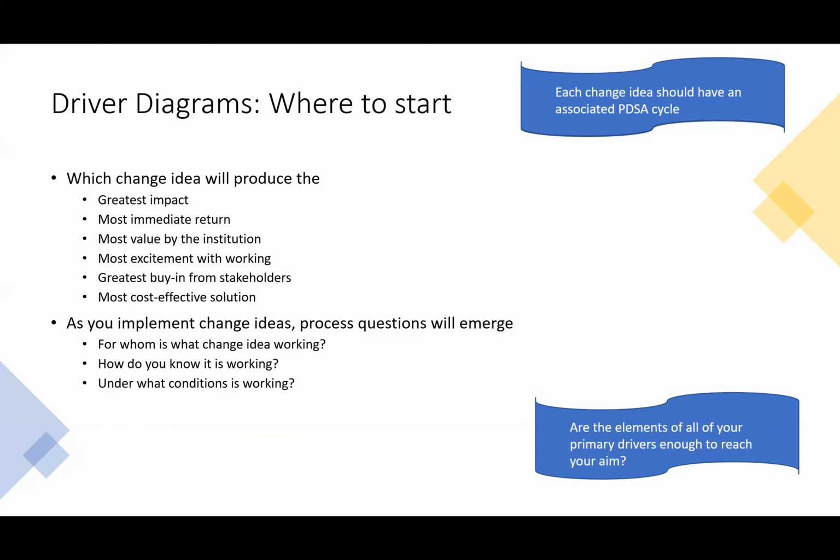So as you implement change ideas, process questions will emerge, right? For whom is the change idea working? Is it only working for certain subgroups of students? If so, why, right? How do you know that it's working? What are you measuring? What are you looking at? Who are you talking to? What are they thinking and feeling about the changes that you've implemented? And under what conditions is it working? Is it only working for your morning students, but not your afternoon? Is it really a terrible idea if you have a rainy day schedule?